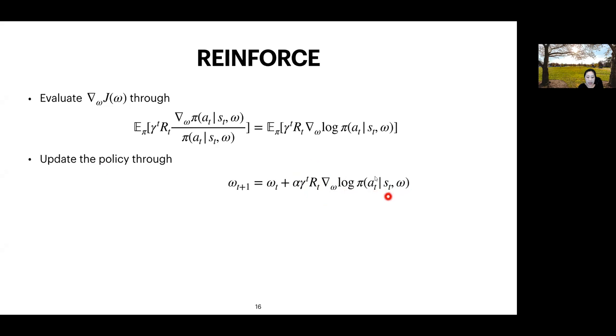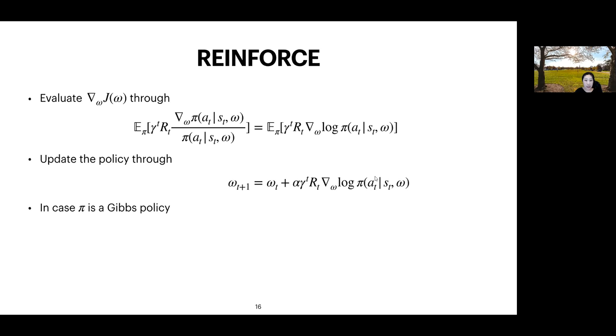Okay, so this pi of a at st, omega, I'm keeping it very general now, but let's say it is a Gibbs policy, then you can see it reduces to something like this. Because if it is a Gibbs policy, like what I said before, a softmax kind of function, then the gradient of the logarithm of pi becomes a very simple form here. So now you also understand why I introduced the Gibbs policy, or why people use Gibbs policy a lot, essentially because of this logarithm term, right? We wanted to make sure that if you take the gradient of the logarithm of the pi, it becomes something really simple to evaluate.